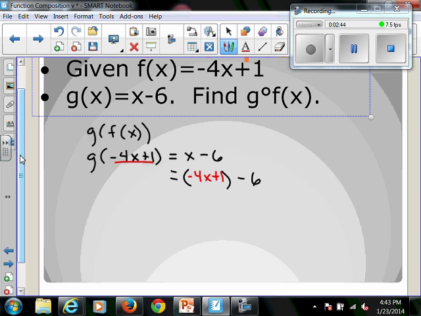Here I'm just distributing the positive 1. So I have -4x plus 1, subtract 6, combine like terms, -4x, subtract 5. Remember again, I want to check.